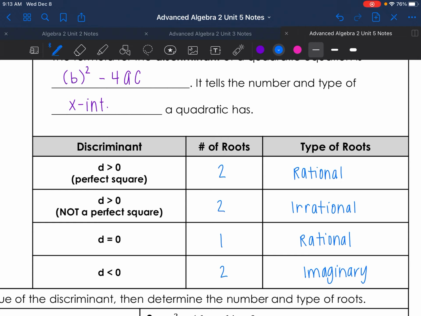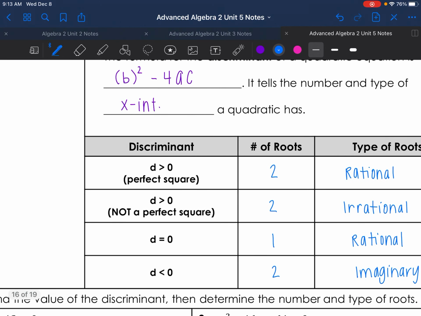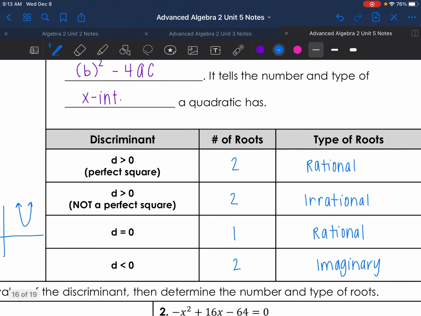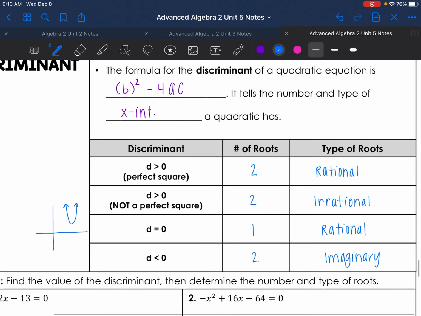So if you were to look at a graph of one of these where your discriminant is negative, it's going to look like there are no x-intercepts. For example, it'll look like this. Those x-intercepts are imaginary. We can't see them. They're not there. But we still write two imaginary.